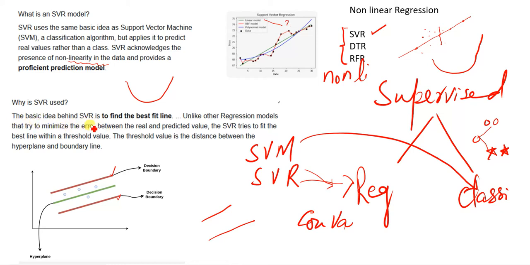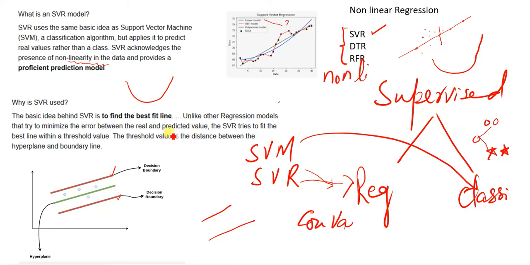The basic idea behind SVR is to find the best fit line. Unlike other regression models that try to minimize the error between the real and the predicted value, as I have mentioned in the case of linear regression, right?